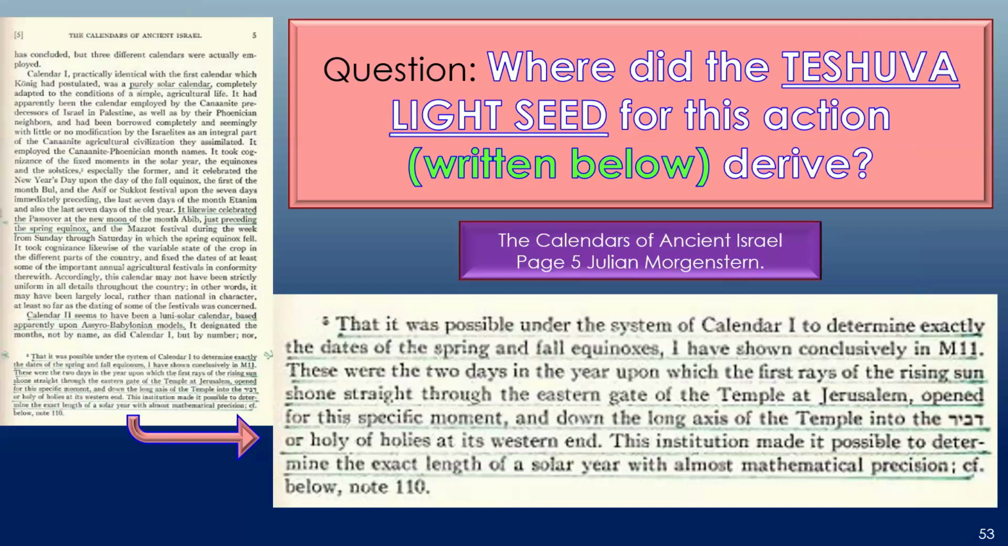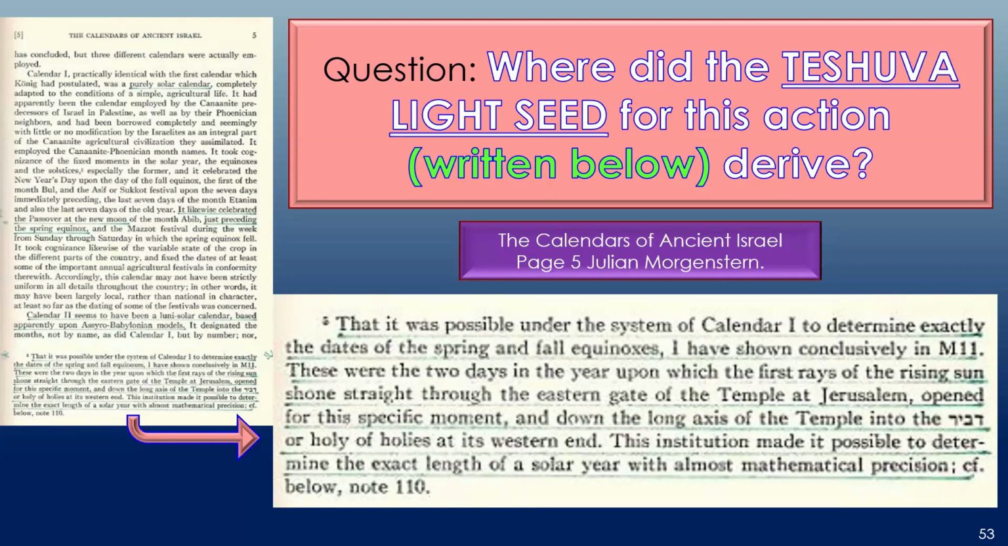Question: where did the Teshuva light seed for this action, written below, where did it derive? Going to look at a quote here. On the left, I have the full page written here, so you can stop this and read it at another time. I've taken the finer print at the bottom of that page, and I've expanded it so that we could read it. This is from the Calendars of Ancient Israel, page 5, by Julian Morgenstern.